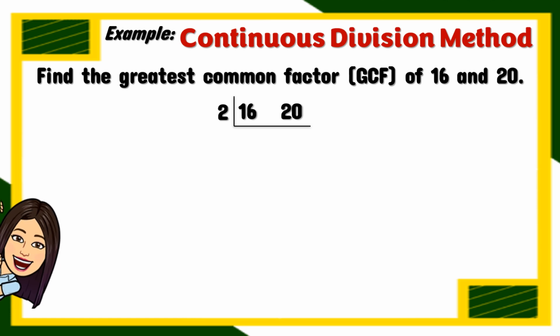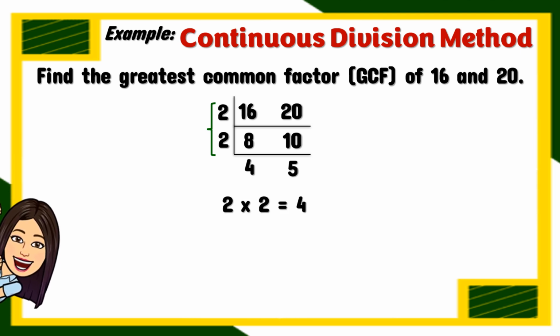So 16 divided by 2 is 8. 20 divided by 2 is 10. 8 and 10 are divisible by 2, so we're going to divide them again by 2. 8 divided by 2 is 4, and 10 divided by 2 is 5. So 5 is already a prime number. So this time, we're going to get the product of the common prime divisors, which is 2 and 2. So 2 times 2 is 4. Therefore, the GCF of 16 and 20 is 4.